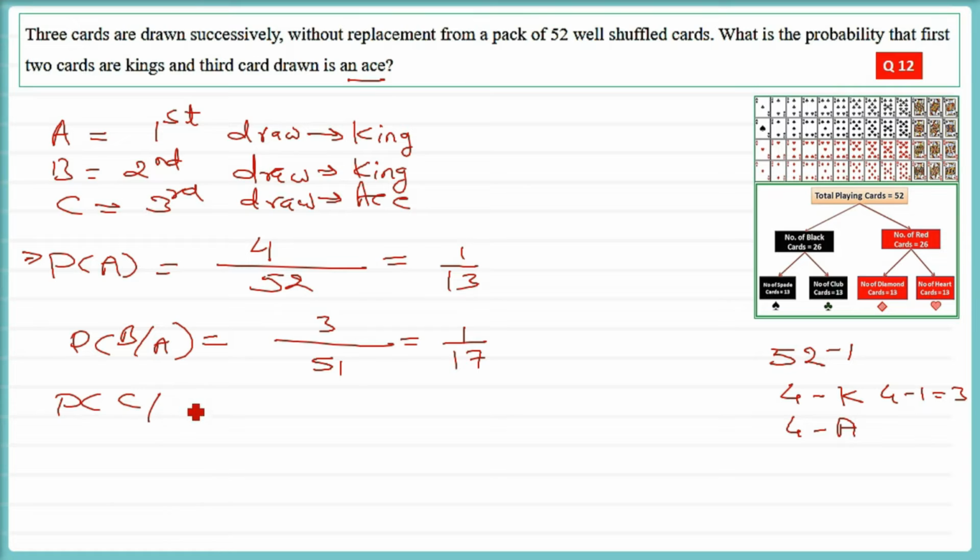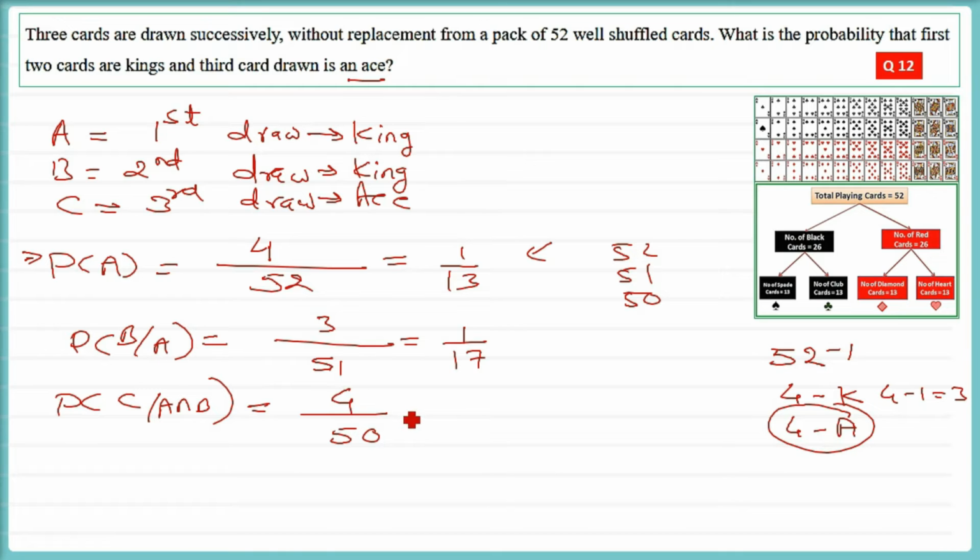And probability of getting the third card as an ace. So A intersection B will be the already known case. Knowing that a king has come and then another king has come, what is the probability of getting an ace? Now 52 are there, then we got a king, then 51, then we got a king. So 50 are left now. Now aces are still 4. They haven't changed. So 4 will be the favorable cases. So 2 by 25 is the probability of getting an ace.